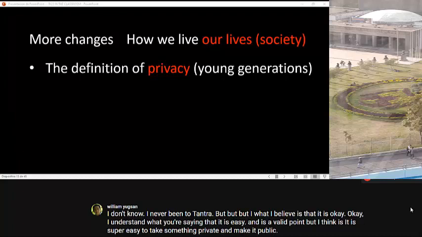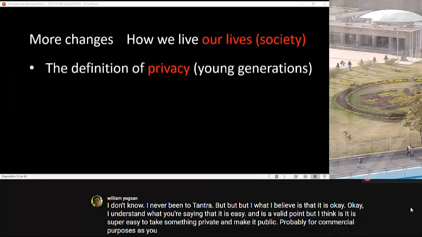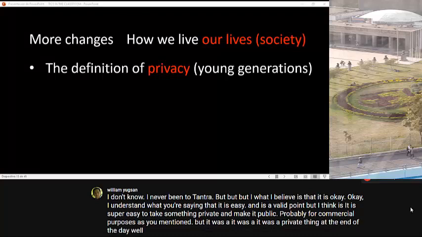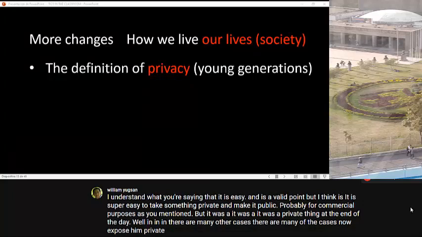Probably for commercial purposes, as you mentioned. But it was a private thing at the end of the day. Well, and there are many other cases. There are many other cases. Now, exposing private things is really, really common.